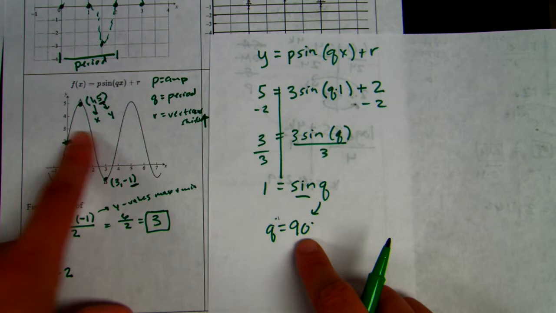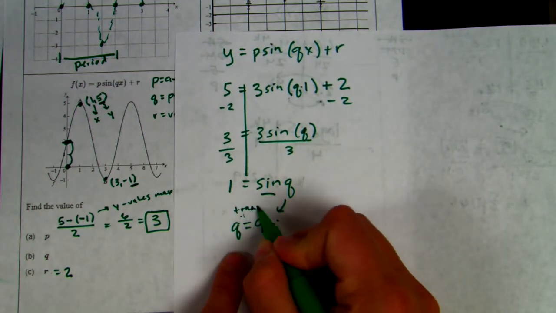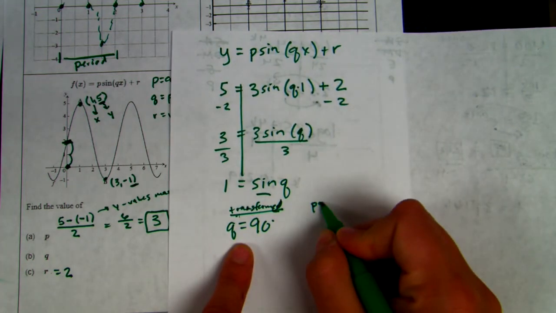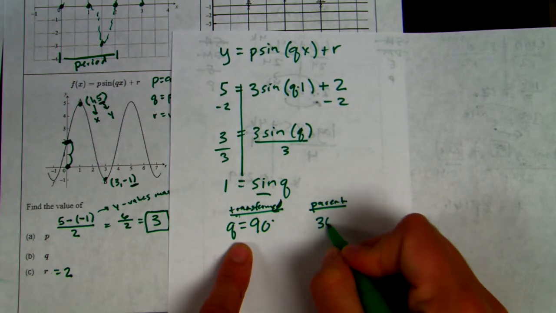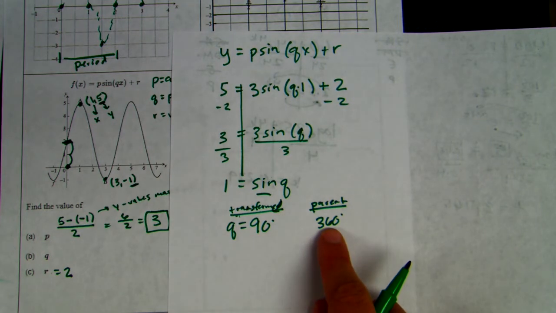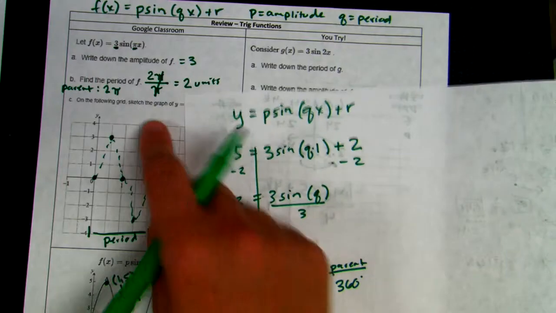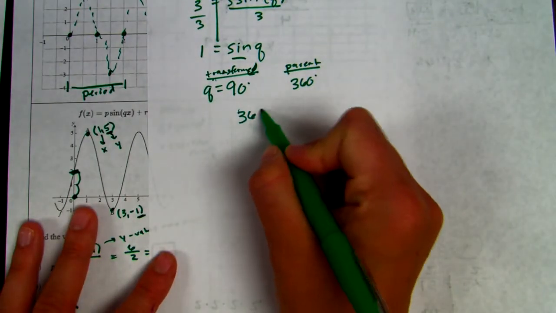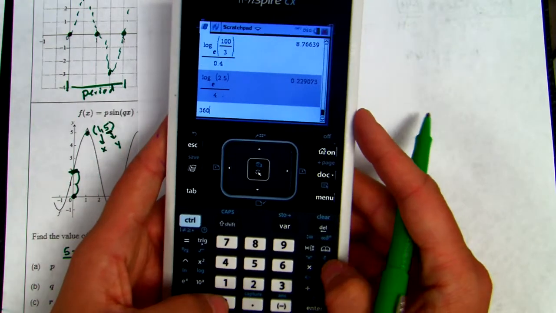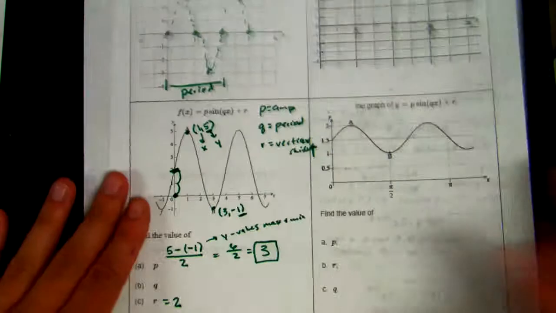Well, if this function repeats every 90 degrees, let's compare that to the parent function. This is the transformed function. It repeats every 90 degrees. The parent function repeats every 360 degrees. So the difference there is a factor of 4. The way I can figure that out, like we did in the example problem up here, is we take the period we know divided by the period of the transformed function. 360 divided by 90 gives me 4. Okay, so my q value here is 4.